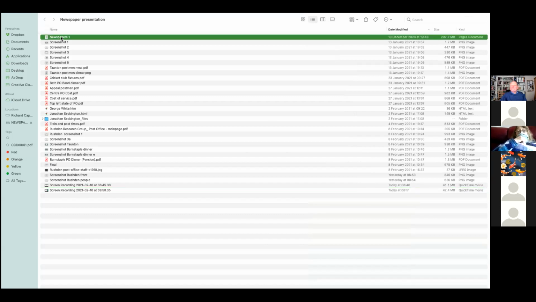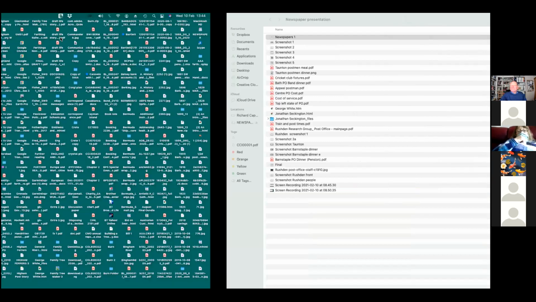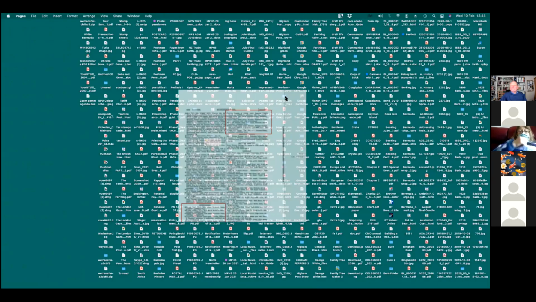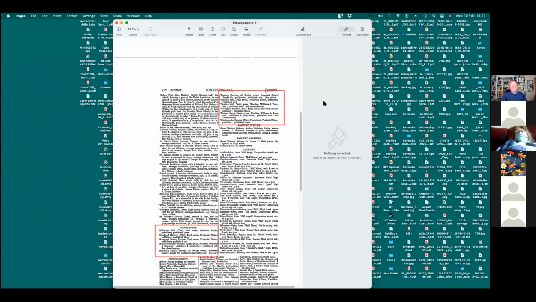But, come on, there we go. The starting point to me with any piece of work about the newspapers is that you go to Kelly's or one of the other trade directories. Now this happens to be the Kelly's for Taunton in around about 1901.